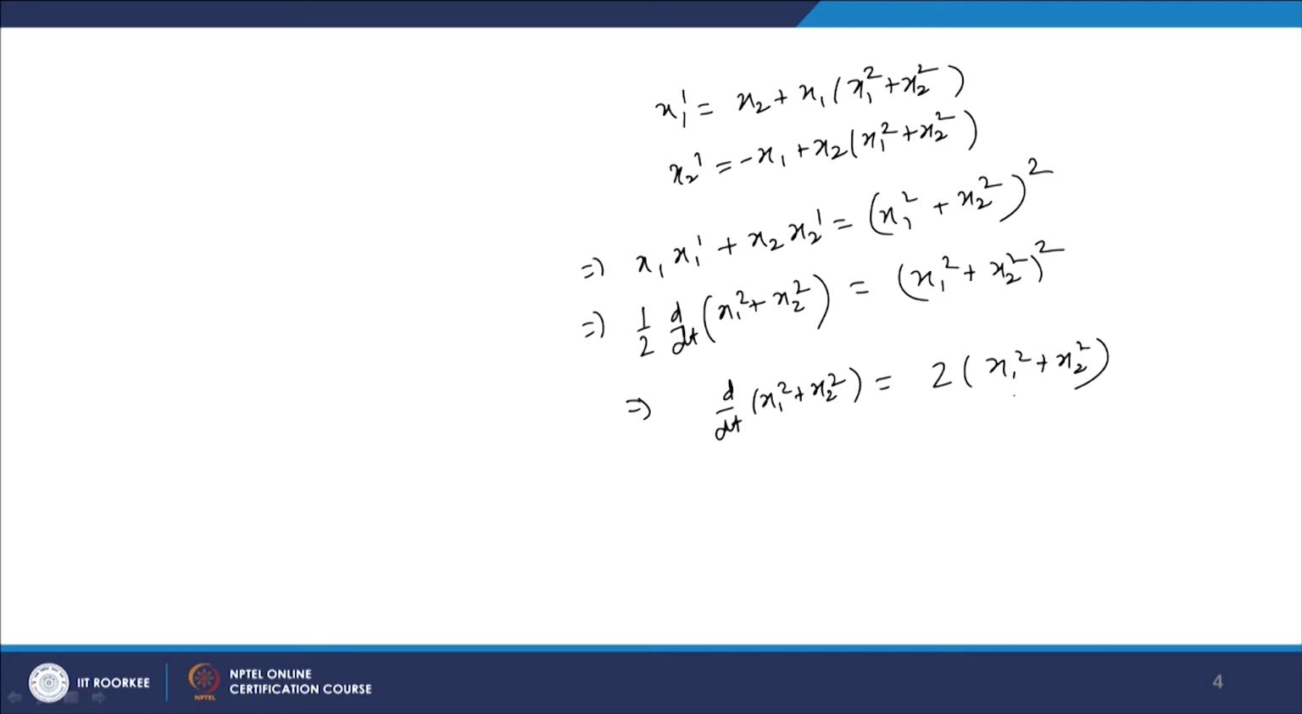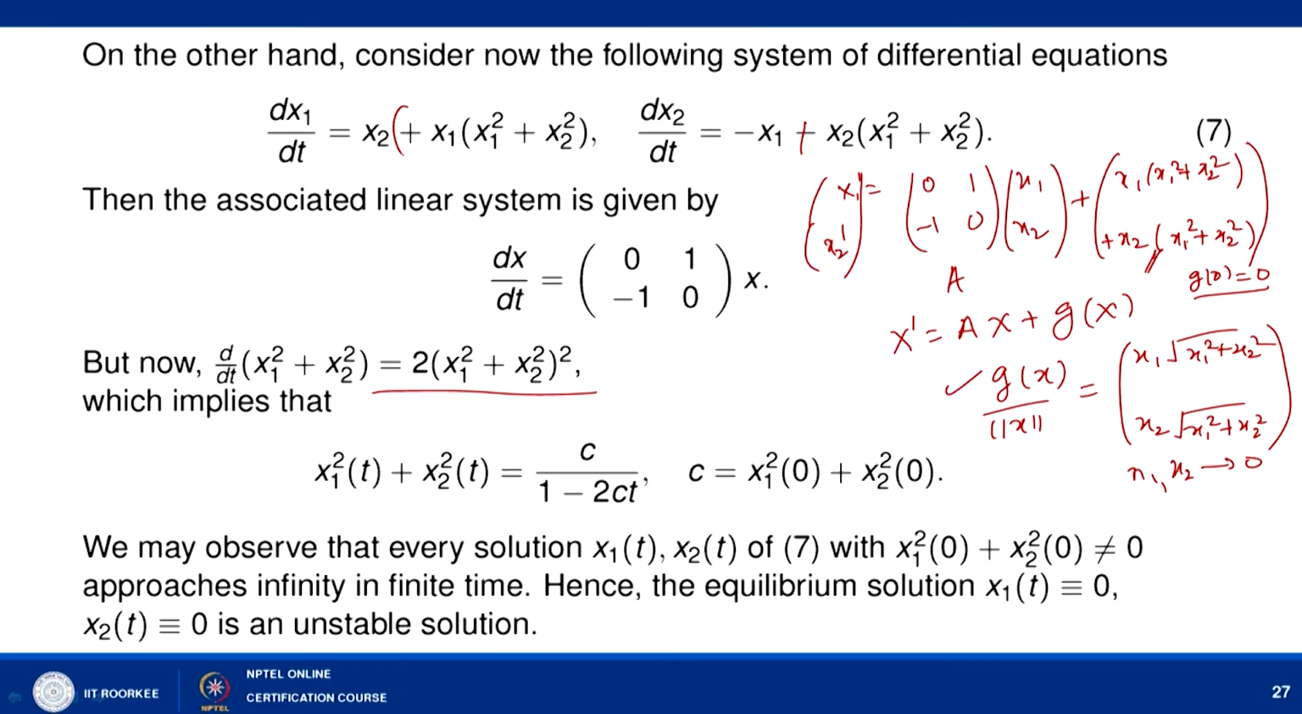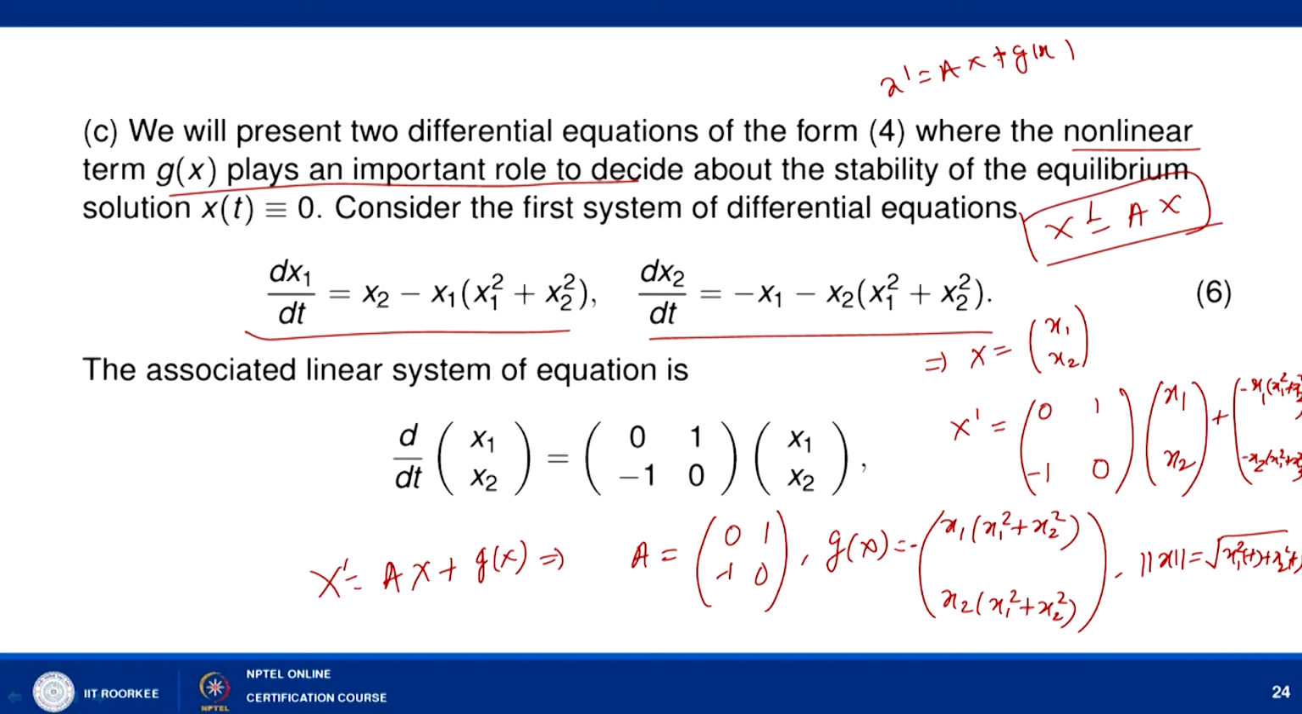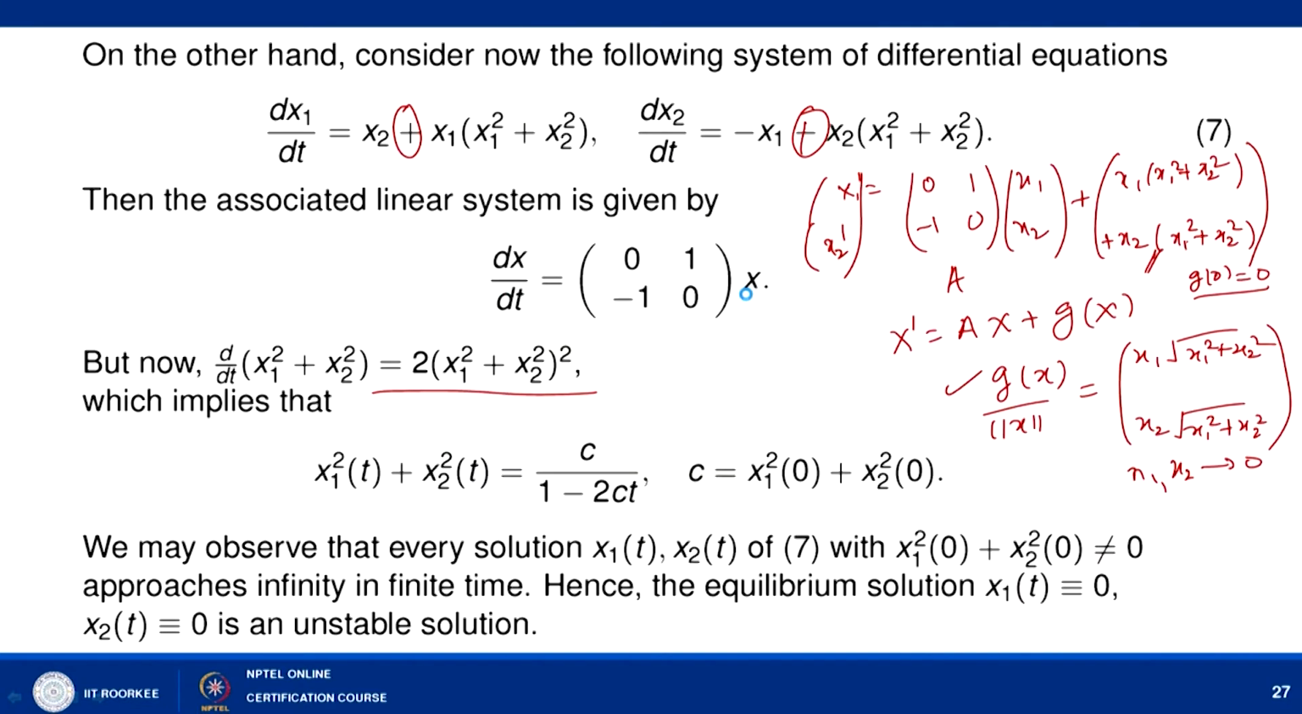If you look at it, there is only one difference: in the previous problem it is all negative, and in this problem it is positive. This is the only change we have made. When we do this kind of change, we have the equation d by dt of x1 square plus x2 square equal to 2 times (x1 square plus x2 square) whole square.